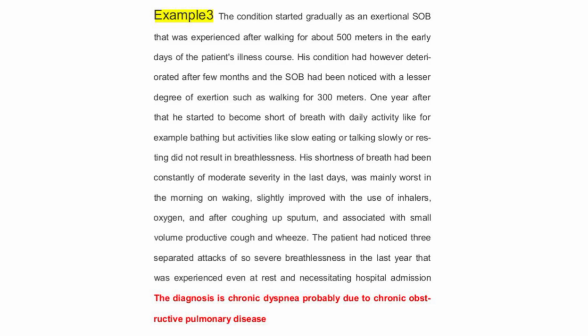Next we have example number 3. The condition started gradually with exertional shortness of breath experienced after walking about 500 meters in the early days of illness. His condition worsened after a few months, and shortness of breath was noted with a little degree of exertion, such as walking 300 meters. One year after that, he became short of breath even with activities like slow eating, walking or talking slowly, or resting.